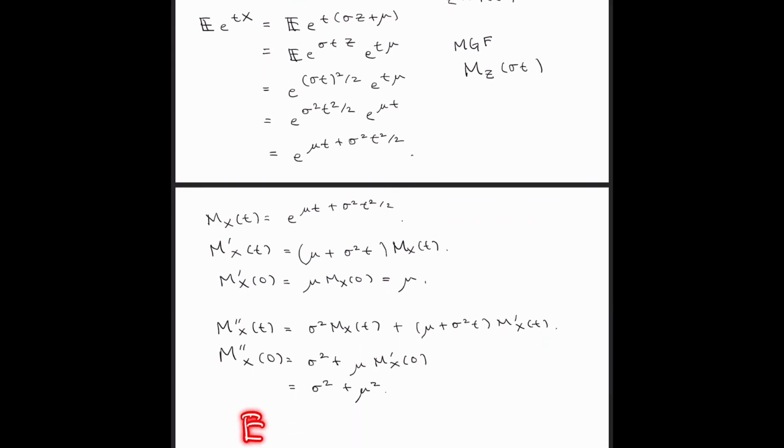But what is this? This is actually E of X squared, which equals sigma squared plus mu squared. And then the variance of X is E of X squared minus E of X quantity squared. So E of X quantity squared is mu squared. So you just subtract mu squared from mu squared, and you get that the variance is sigma squared. That's it.